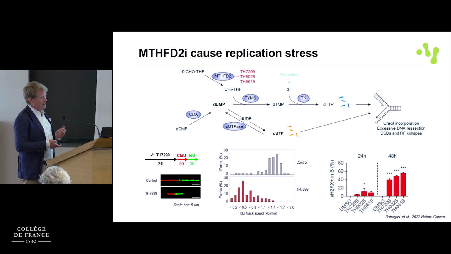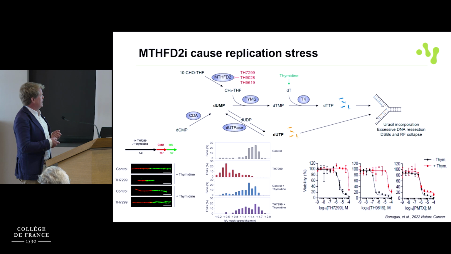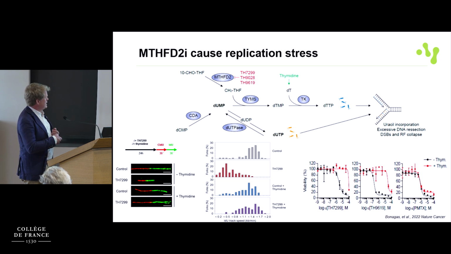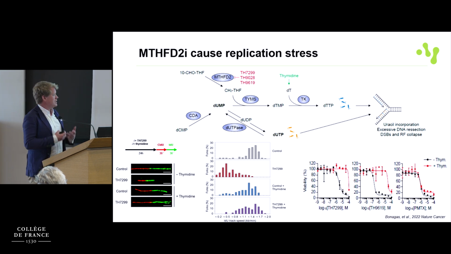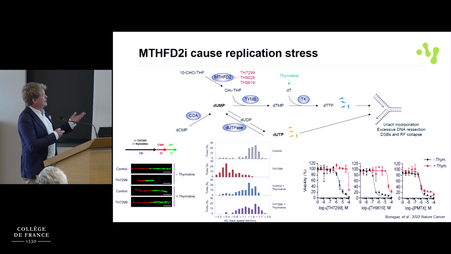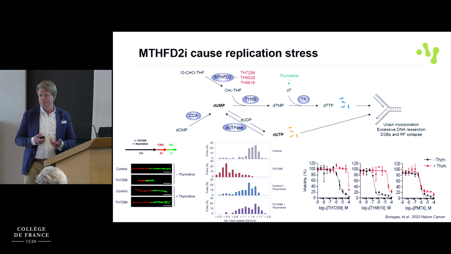So to test if this model is correct, we added in thymidine. And if we add in thymidine, if it's going through this pathway, we should reverse all the effects. And what we see when we add in thymidine is that the fork speeds are up again, and we rescue survival to a large extent. So this is very nice. We see that it seems like this model holds up.